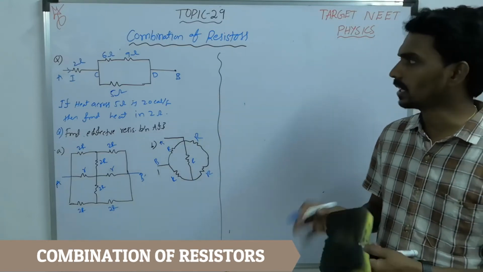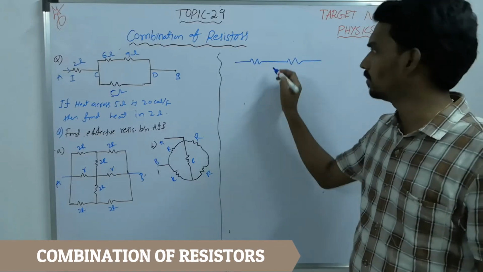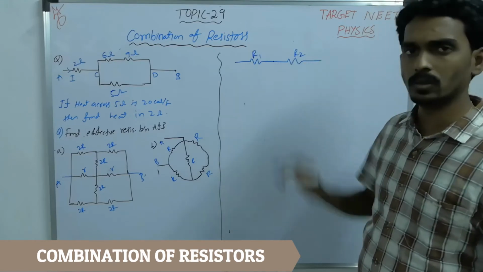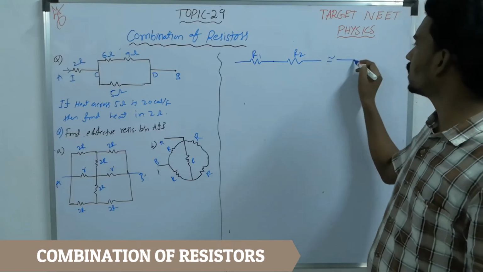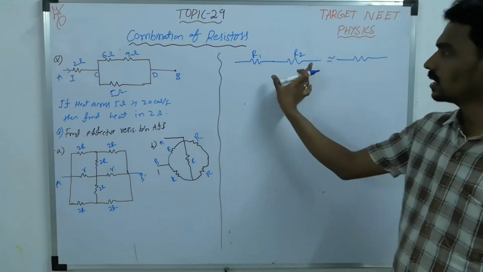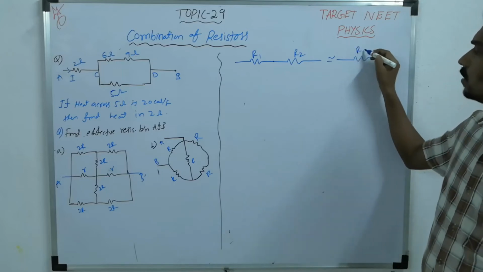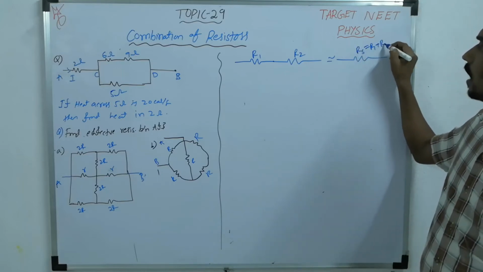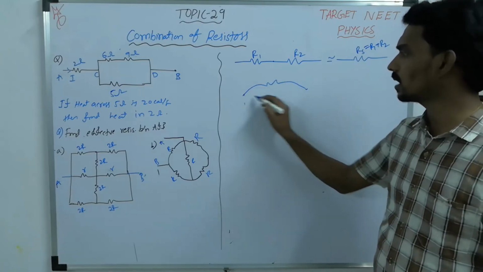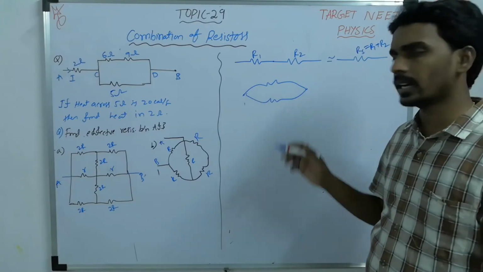So what is that basic thing? If you consider two resistors and you join them such that one of the ends are joined, like it is R1 and it is R2, then the combination behaves like one resistance across these 2 points. This is called effective resistance between these 2 points, and that value will become R1 plus R2.